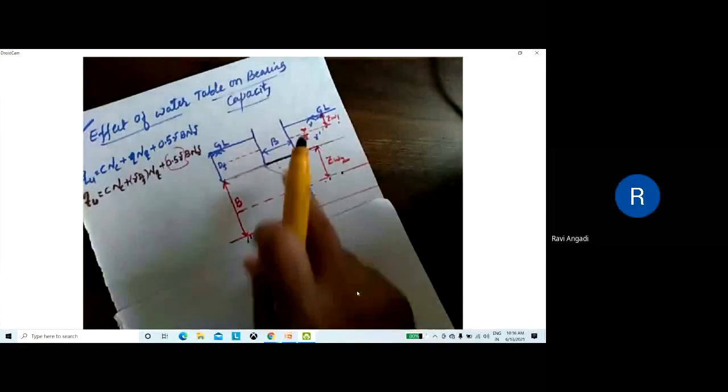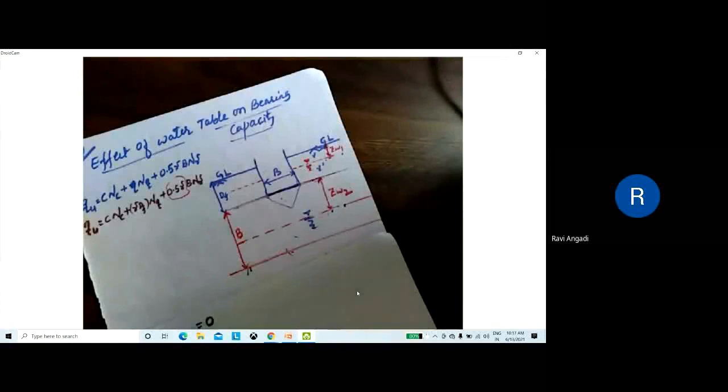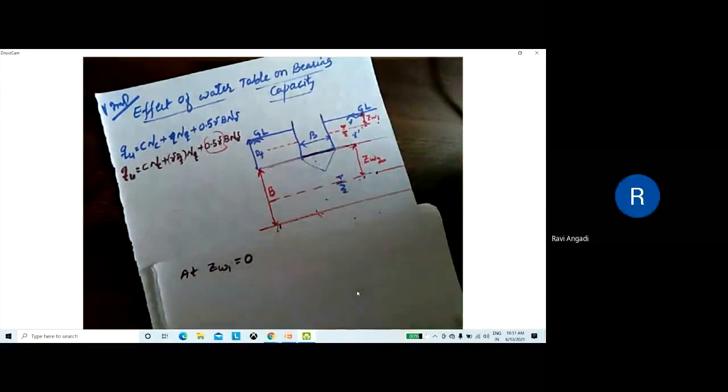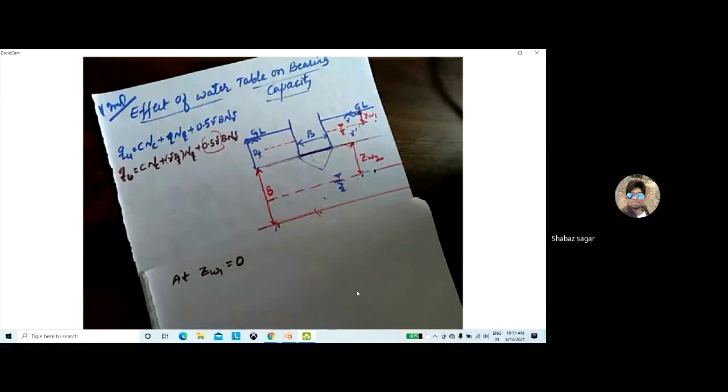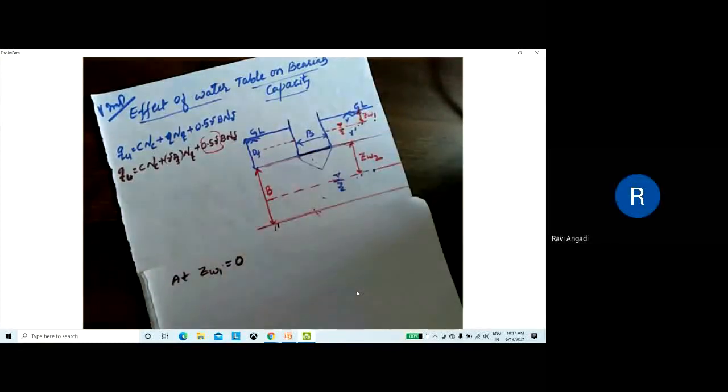Now, next, with respect to this figure, I'll write. Now, tell me, at ZW1 is equal to 0. It means what? At ZW1 is equal to 0 means what? Sir, there is no soil, sir. No. Where is the ZW1? Sir, below the footing, sir. The water table. Just look at the figure. Tell me, at ZW1 is equal to 0. Sir, at below ground level, sir. Not below, at the ground level.